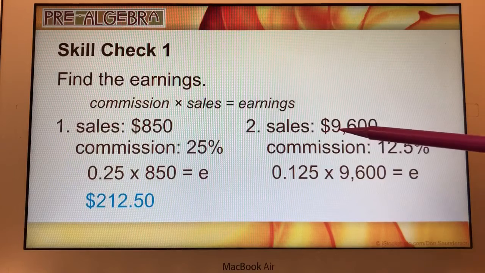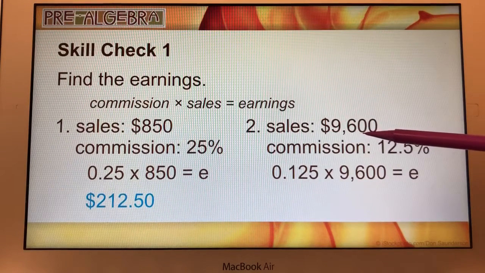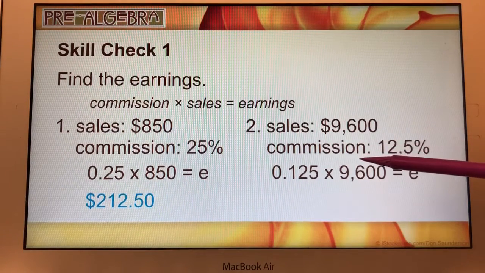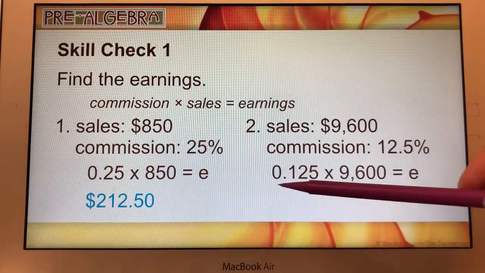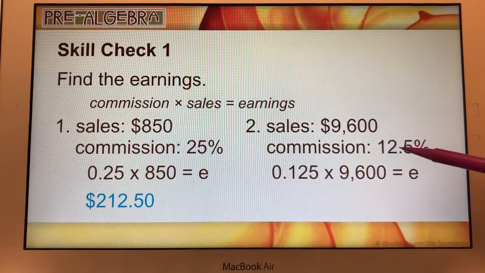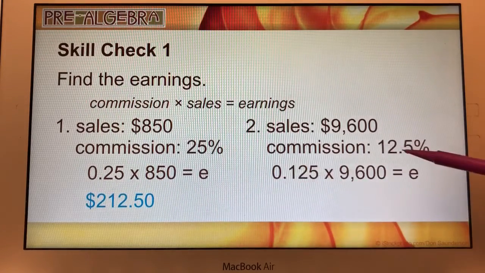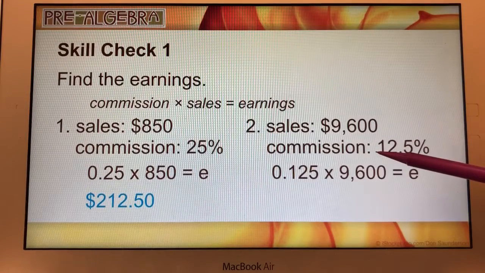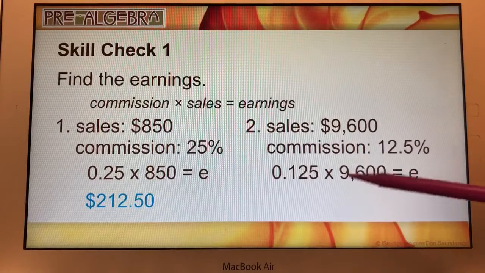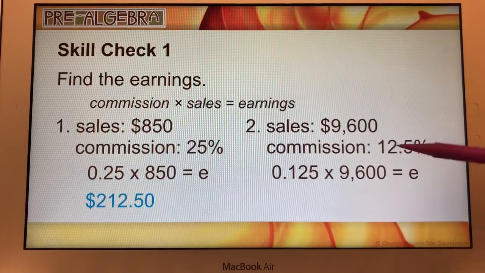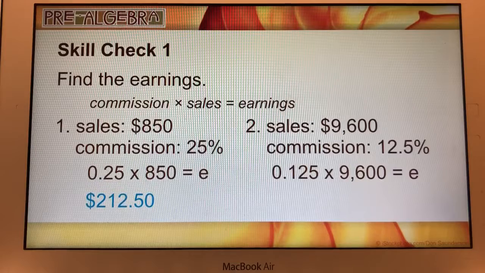Here, if you have a sales of $9,600 and the commission was 12.5%, then you plug that into our formula. 12.5%, when you convert that, you have to move your decimal over 2 places. It's going to be 0.125, and then times 9,600. And then that's going to give us our earnings of $1,200.